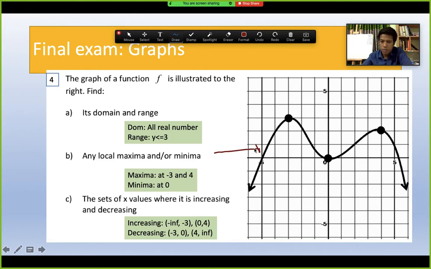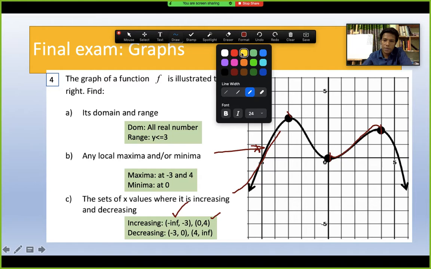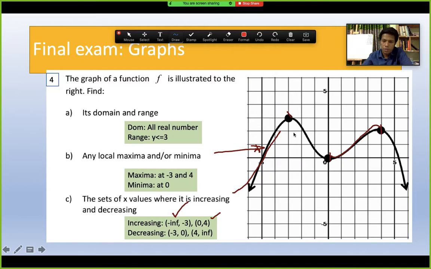Now, from where to where is this graph increasing and decreasing? You will notice that if you come from left to right, our graph increases from here up until this point. That's why we are saying from -infinity to -3, the graph is increasing. Then again the graph is increasing from 0 to +4. From 0 to +4 the graph is increasing, and the graph is decreasing from -3 to 0. From -3 to 0 the graph is decreasing, and from +4 to +infinity the graph is decreasing.